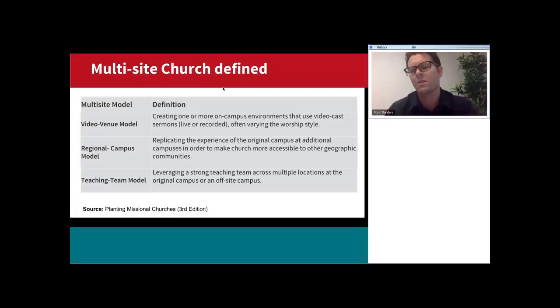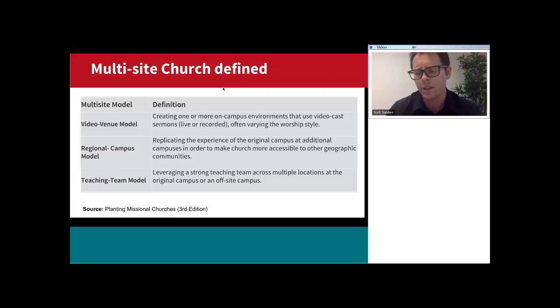The final model is the teaching team model. That's where you leverage a strong teaching team across multiple locations at the original campus or an off-site campus. Generally, that's when you've got two or three experienced preachers, and you're able to move those preachers around the different campuses. We see that, I guess, in Creek Road. I've heard Steve Cree talk about how, as a team, they work on the sermon. Redeemer Presbyterian in New York has 5 locations, and I think they have a team teaching model where they have 2 or 3 preachers who might deliver that sermon.